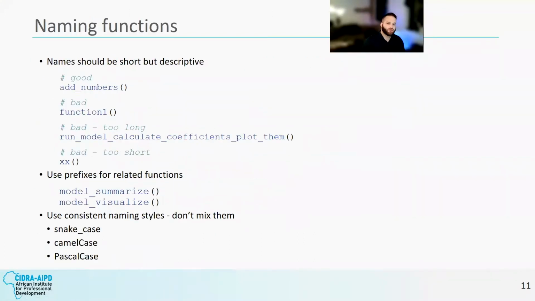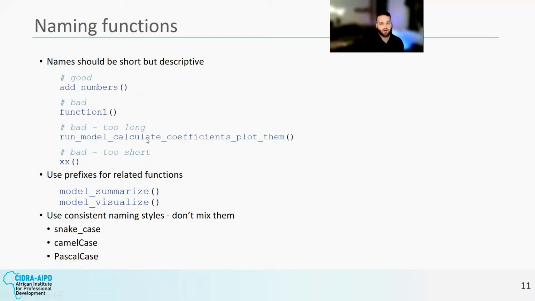Now, naming functions. There are definitely different rules and style guidelines to follow, but all of them hold some of the same recommendations. So first off, names should be short but descriptive, and I have a few different examples here. As we saw earlier, add numbers is good because it's very clear on what it does. An example of a bad function name is function 1, because it obviously tells us absolutely nothing about what the function actually does. Now the next 2 are bad for other reasons.